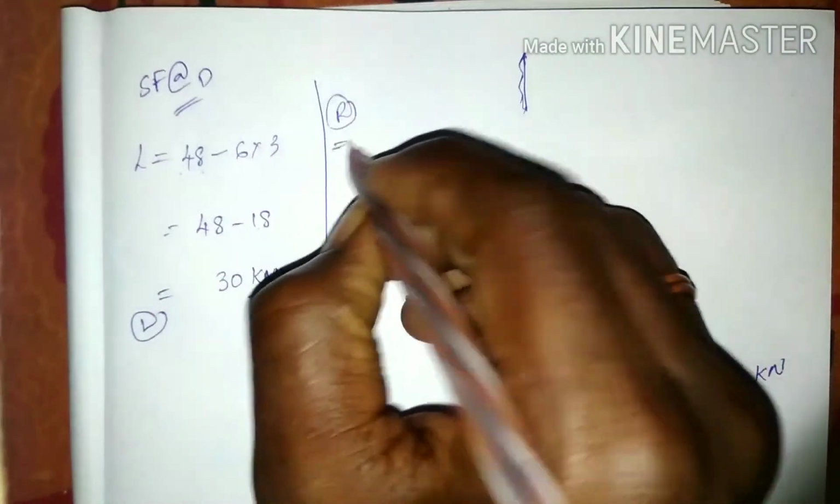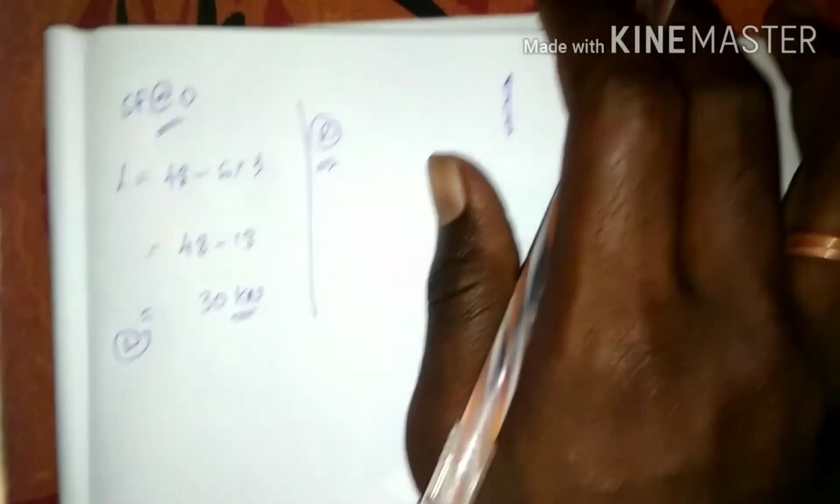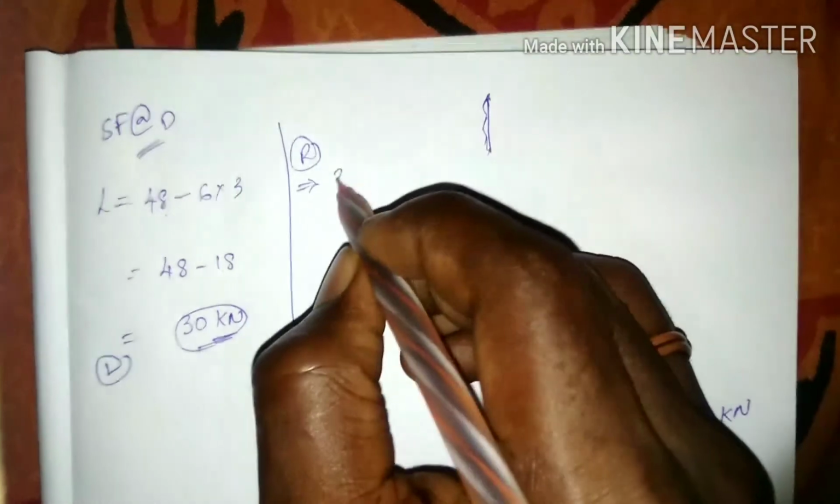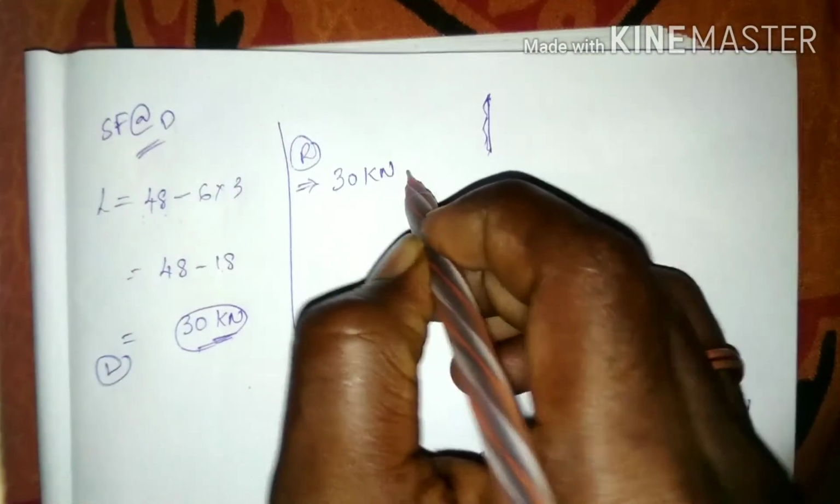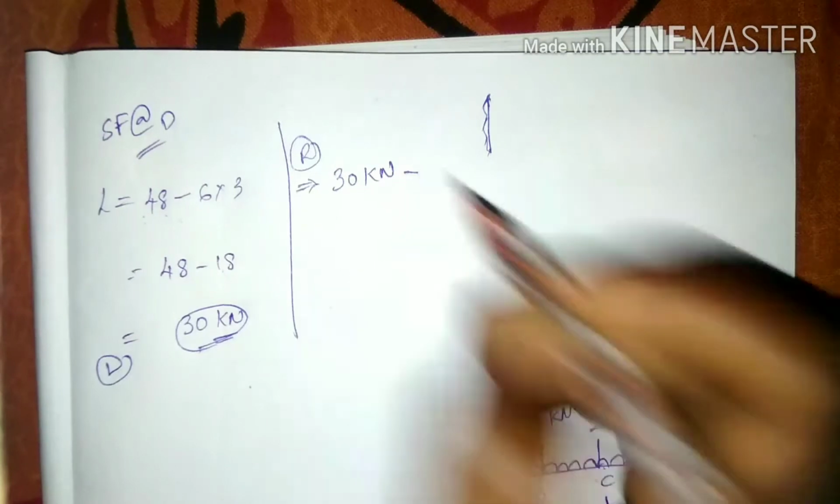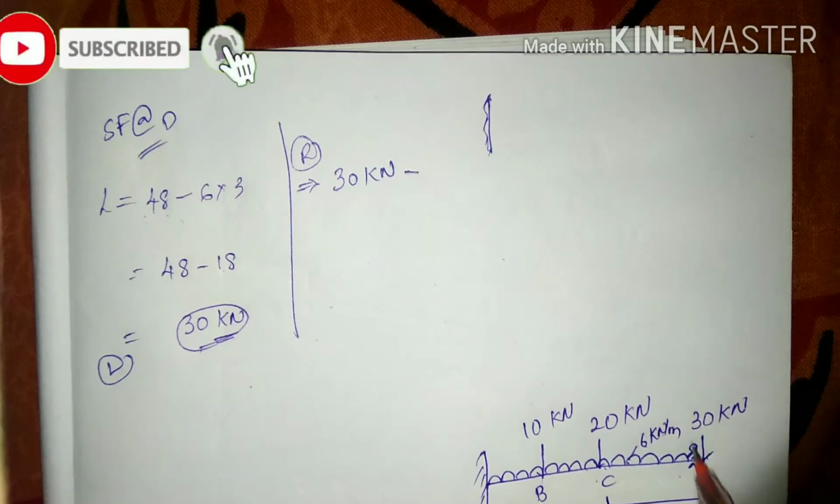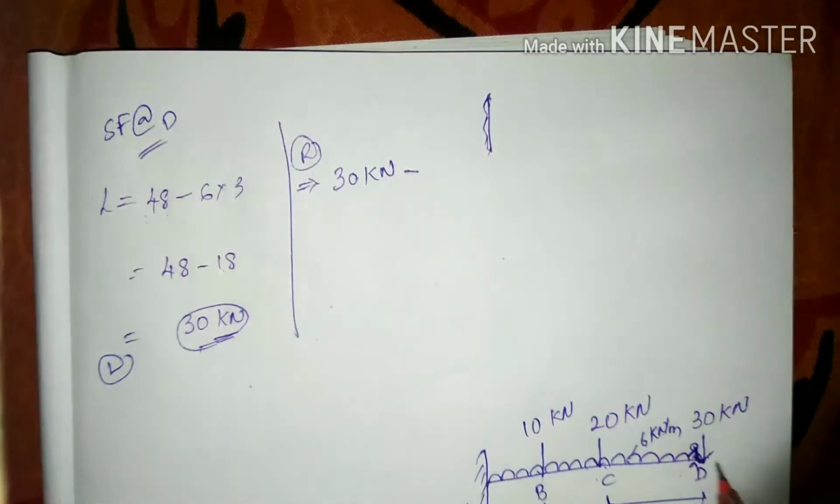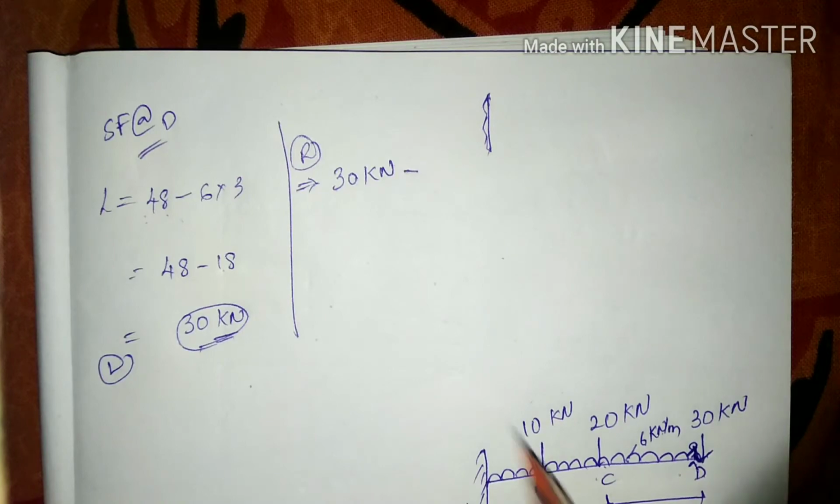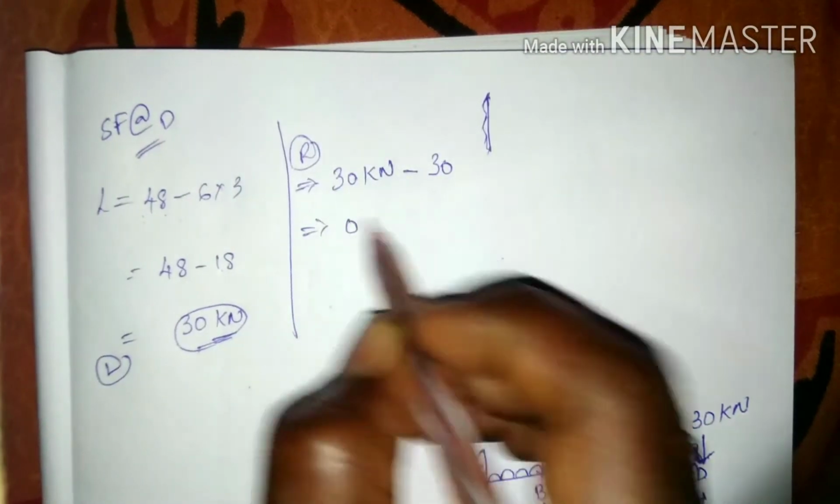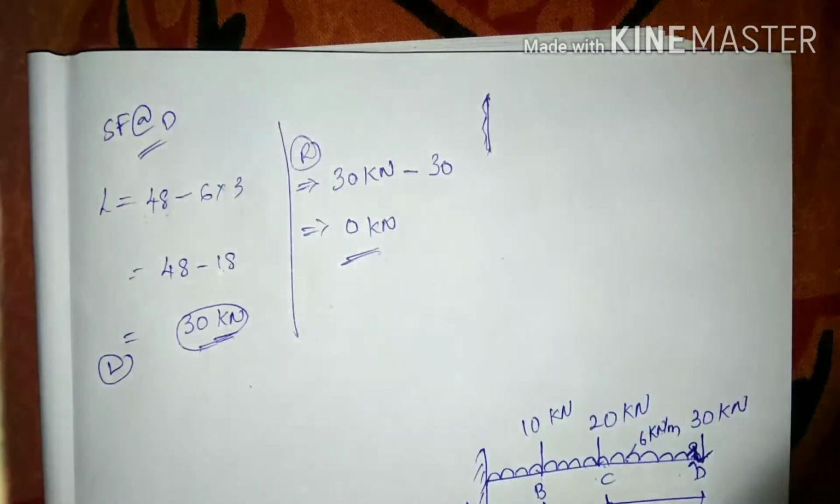And for the right of D, up to now we completed with 30 kilonewtons. Thereafter, a downward point load is going to act on the beam, so the remaining 30 and this downward force of 30 is going to make it 0 on the reference line.